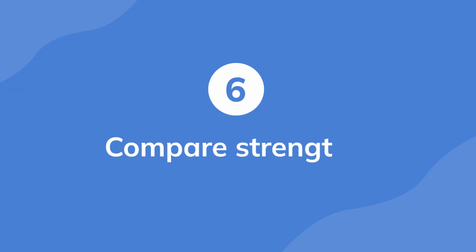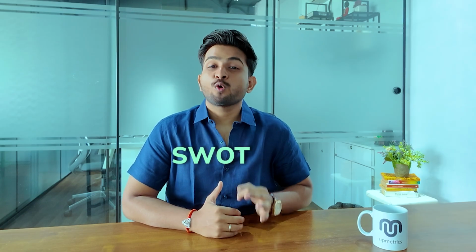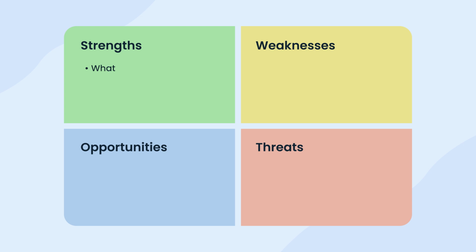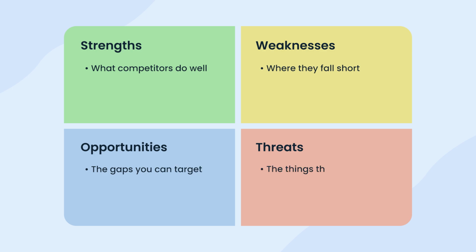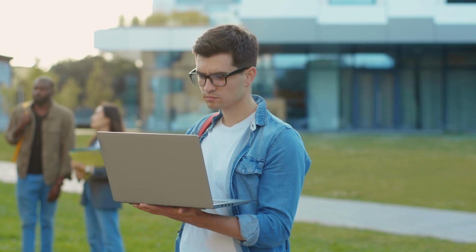Then compare strengths, weaknesses, and market gaps. A simple way to do it is a light SWOT lens. Strengths are what competitors do well, weaknesses are where they fall short, opportunities are the gaps that you can target, and threats are the things that may make it harder for you to compete, like strong brand loyalty, better locations, or aggressive pricing. For Daily Grind Coffee, competitors' strengths can be a busy location and strong brand recognition. Their weakness might be poor seating for people who want to work. That weakness creates an opportunity, and that is exactly what you want to find.